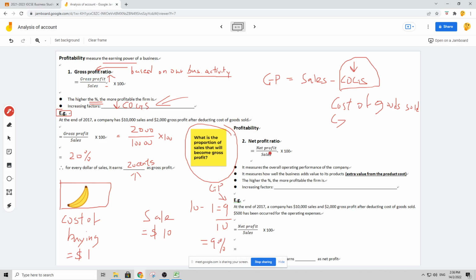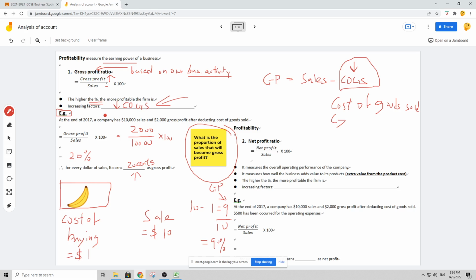Okay, so that's very good, guys. So there you go. That's just gross profit. I hope it makes sense to you. And is there any questions before we go to the next part? For gross profit, we just focus on the business activity itself. How profitable are we when we only focus on the business activity. Yes, right.